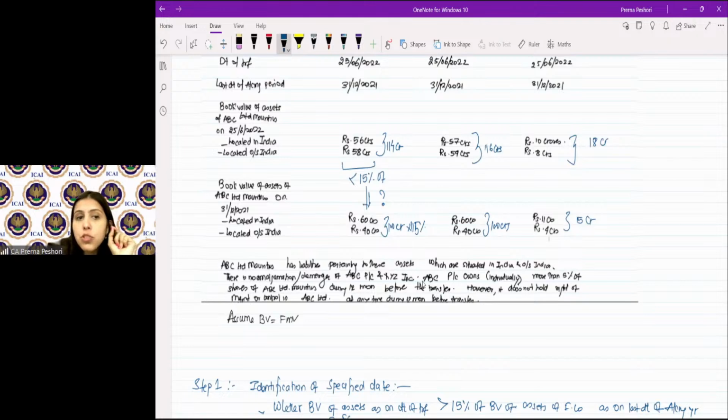In that case, you take the last date of accounting year. In this case, it is more than 115% of 100 crores. So there you take the date of transfer. Yes, is it clear?